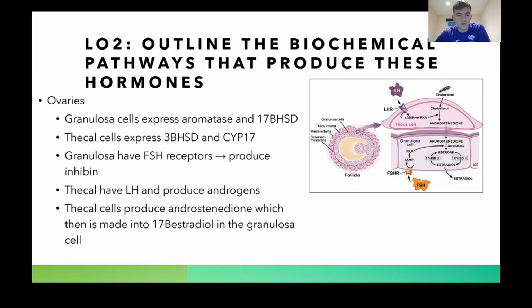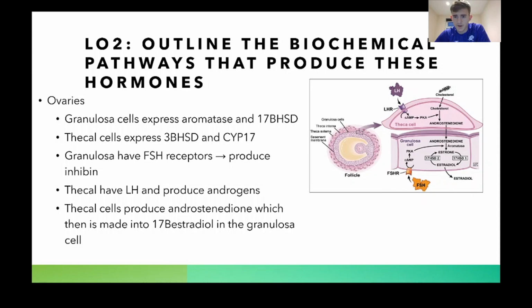So we've also got these thecal cells, which express 3-beta HSD and CYP17. And we remember CYP17 from the adrenal lecture as well. And also we've got these granulosa cells that have FSH receptors to produce inhibin. Inhibin basically stops the pituitary from releasing more FSH and LH so we don't get overwhelmed. So thecal cells have these LH receptors and produce the androgens, which the granulosa cells use to make estradiol. And thecal cells produce androstenedione, which is made into 17-beta estradiol in granulosa cells.